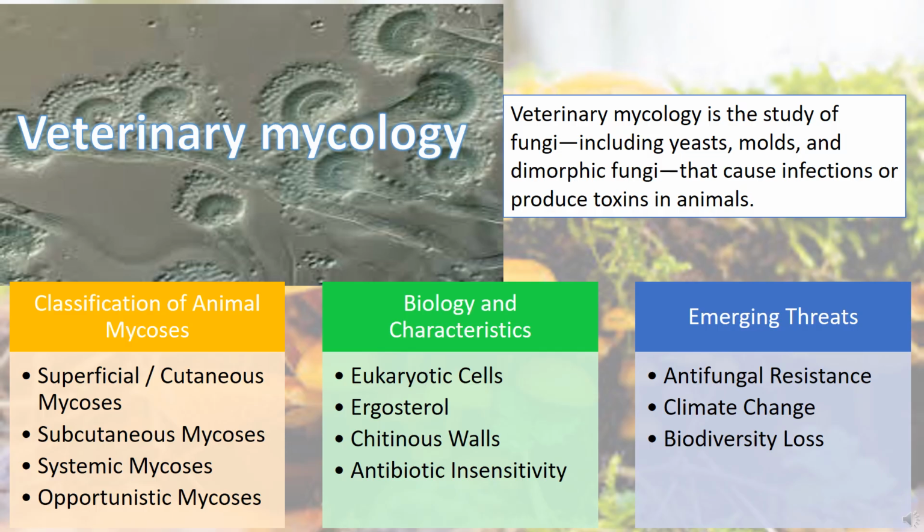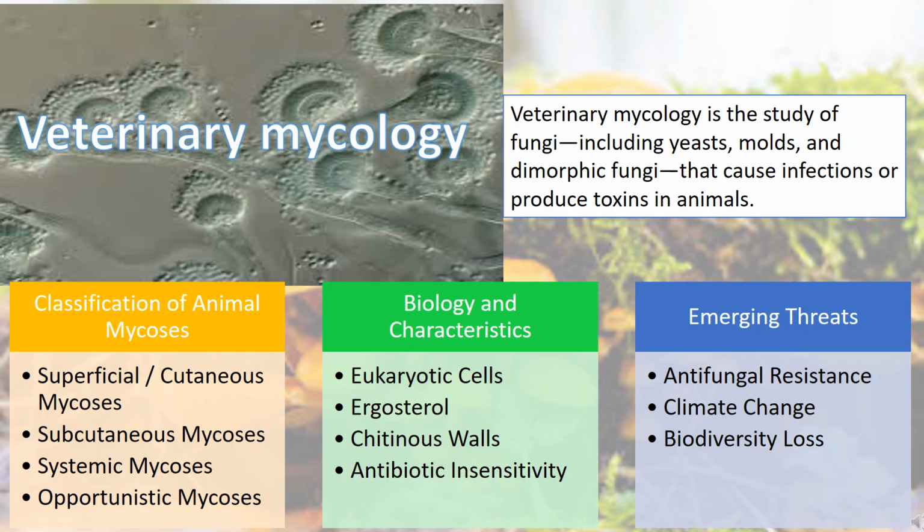Chitinous walls. Fungal cell walls are structurally rigid, composed primarily of chitin and glucan polymers. Antibiotic insensitivity. Fungi are completely unaffected by conventional antibacterial drugs. Misusing antibiotics can actually wipe out competitive bacteria, leading to secondary fungal overgrowths.